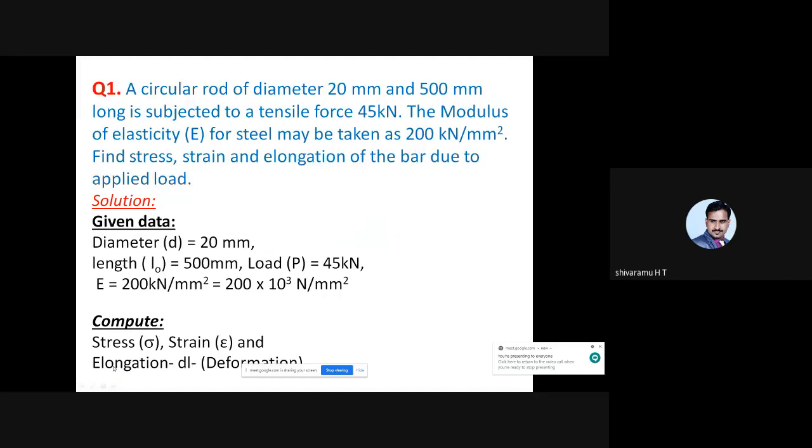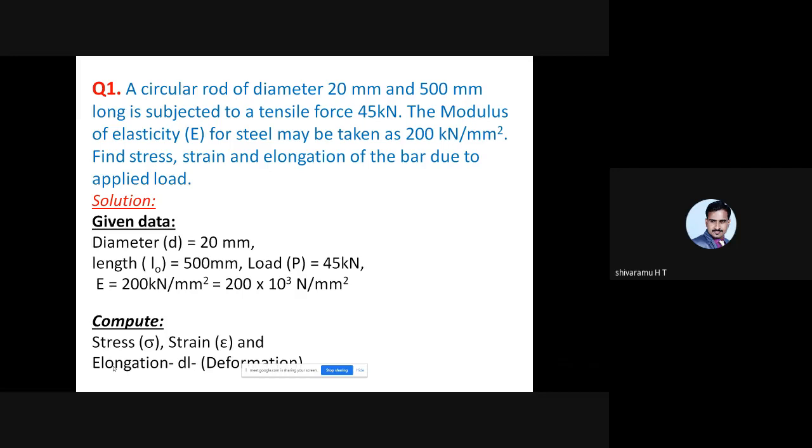So first, I'm going to take a problem. A circular rod of diameter 20 millimeter and 500 millimeter long is subjected to a tensile force of 45 kilonewton. The modulus of elasticity for steel may be taken as 200 kilonewton per millimeter square. Find stress, strain, and elongation of the bar due to applied load.